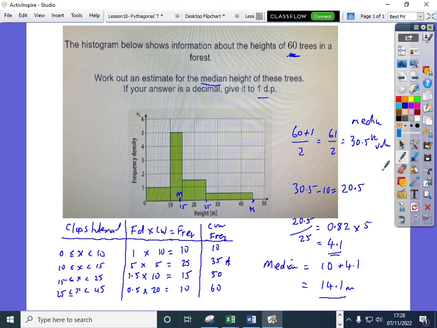It's a bit of a tricky one, so just be careful. You might get away with not using the +1, but generally use the +1 to get the median value. This tells you where it is. Don't forget to take that 10 off the frequency. Then do the 20.5 divided by the total frequency of this bar, then multiply that by the width. Because the bar is uniform, it's flat, that tells you exactly how far to go along. Then once you've got that 4.1 of the class width, you add that to the beginning value, and that will give you the median. Okay.